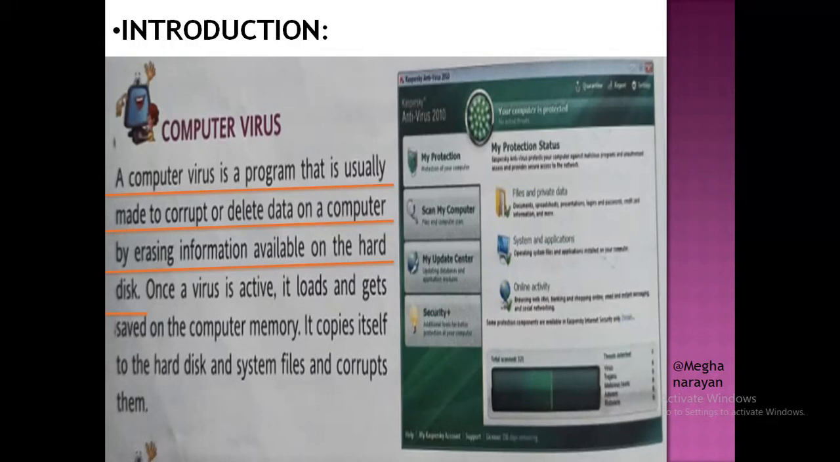Once a virus enters your system and becomes active, it will load. Load means it will install itself and get saved in computer memory. Once it is saved, it will start copying itself to the hard disk as well as the system files, and will start corrupting them, start doing illegal actions. The actions which are not at all legal, such as stealing the confidential data, stealing the passwords, and sending it to some other system. So this can be categorized as an illegal action.